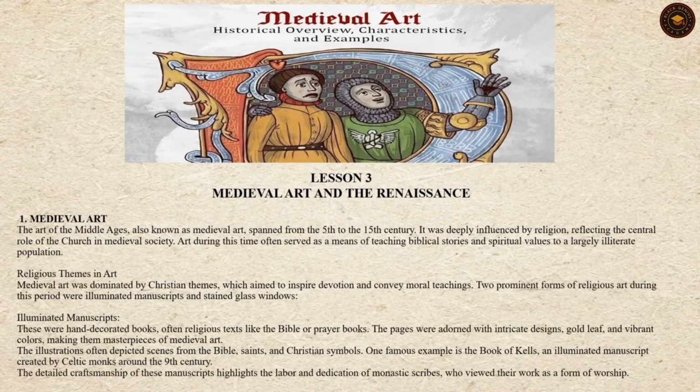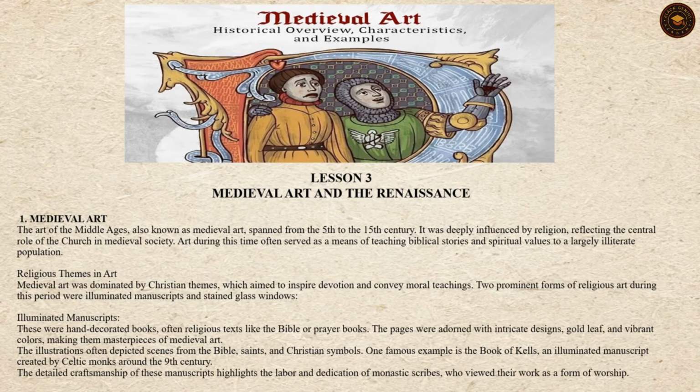Lesson 3. Medieval Art and the Renaissance. 1. Medieval Art. The art of the Middle Ages, also known as medieval art, spanned from the 5th to the 15th century. It was deeply influenced by religion, reflecting the central role of the church in medieval society. Art during this time often served as a means of teaching biblical stories and spiritual values to a largely illiterate population. Religious themes in medieval art were dominated by Christian themes, which aimed to inspire devotion and convey moral teachings.